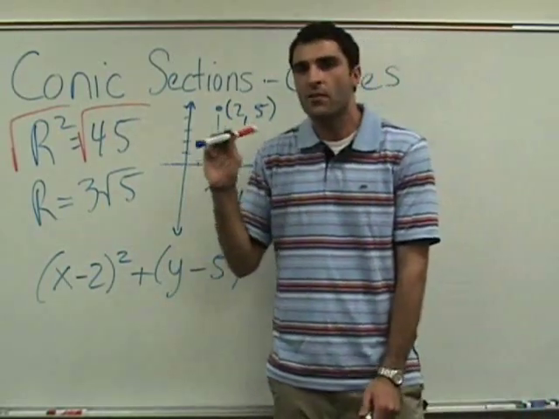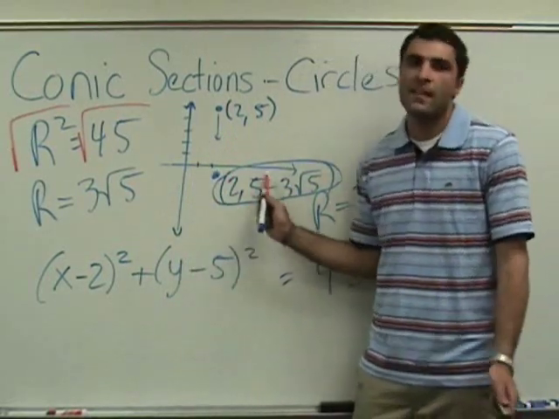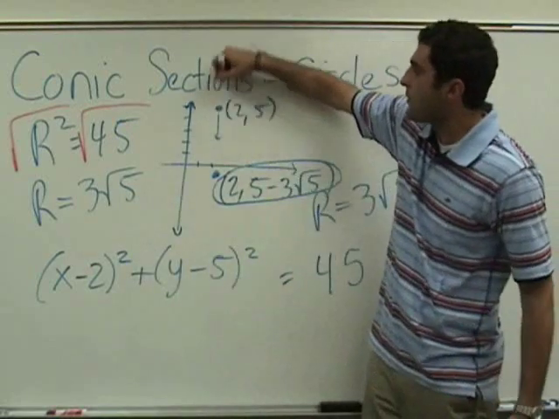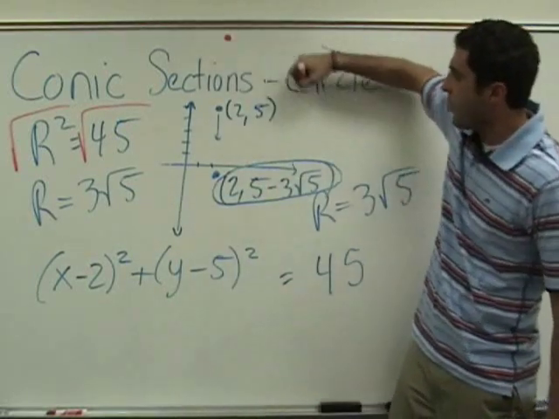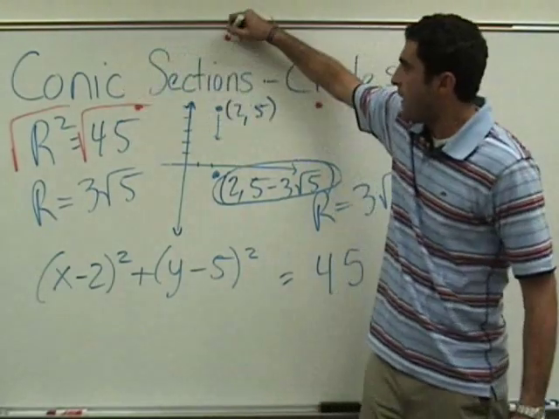Don't worry about being so exact. Just know that this point is under. Yeah, it's under. Okay. All right, and then you go up 3 root 5 to here. You go over 3 root 5 to here, and to here. And so that's it.